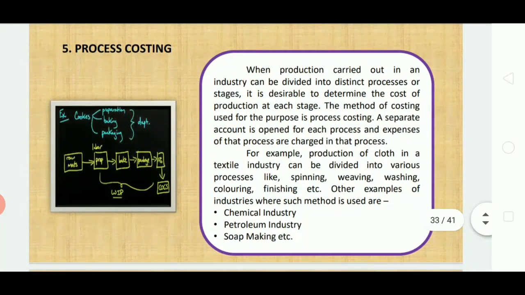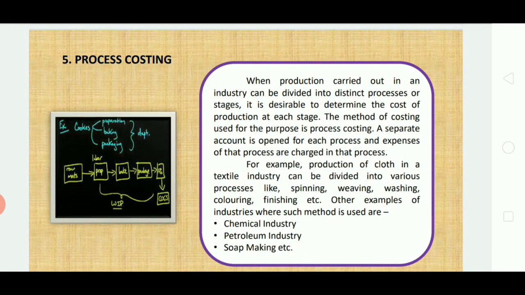Now the method number 5 is process costing. When production carried out in an industry can be divided into distinct processes or stages, it is desirable to determine the cost of production at each stage. Generally, you are manufacturing that type of product when it needs to pass through different processes. When a product has to pass through different processes to be made, at that time this method of costing is used. The method of costing used for the purpose is process costing.